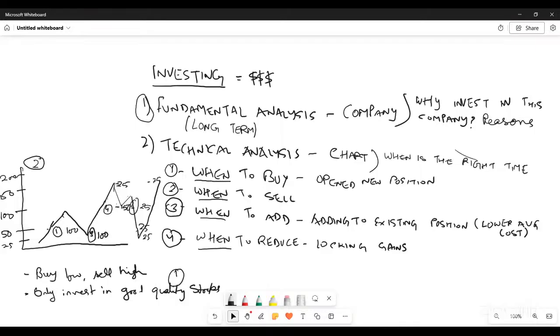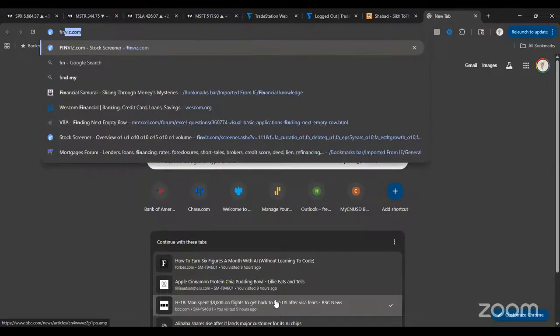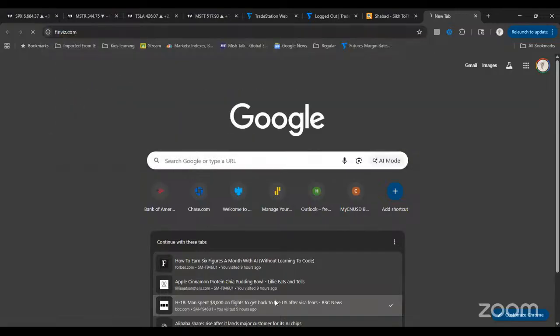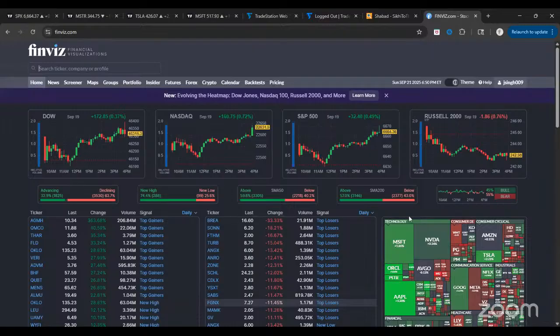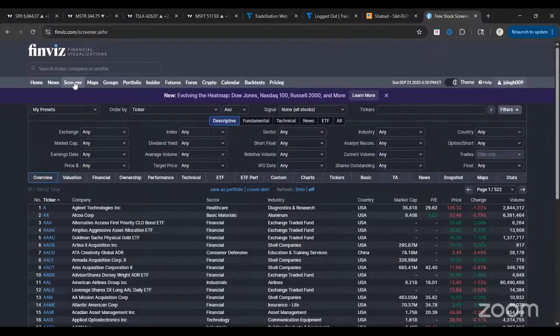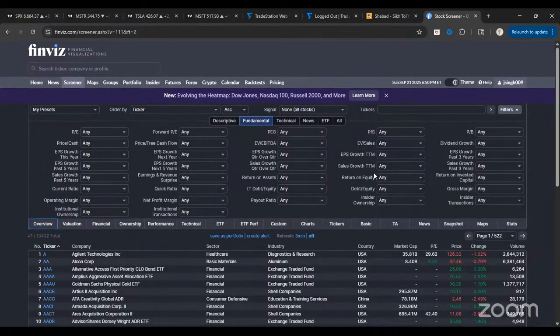Okay, so I'm going to go to finviz.com. This is something I had shared before. Okay, yeah, I'm logged in already. So here, Finviz. When you go into Screener, it has some filters for fundamentals. If you click on this, all of these filters are for fundamentals.